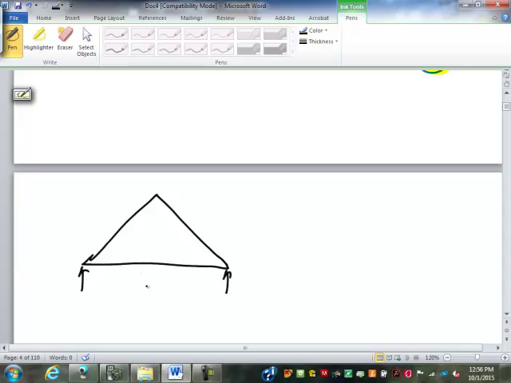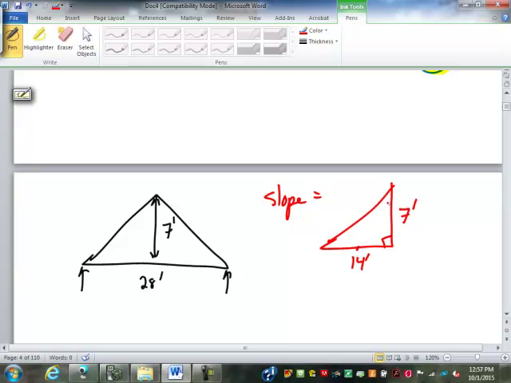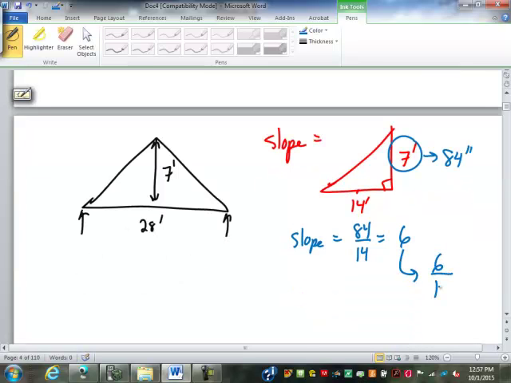So let's look at one that has a span of 28 feet and a height of 7 feet. So again, for slope, the triangle we're looking at is just half of the common rafter. This is 7 feet high. What's this down here? 14 feet. So to find our slope, we're going to change the 7 feet into inches. That's 84 inches. So now the slope will be 84 divided by 14, which is 6. So that means it is a 6/12.